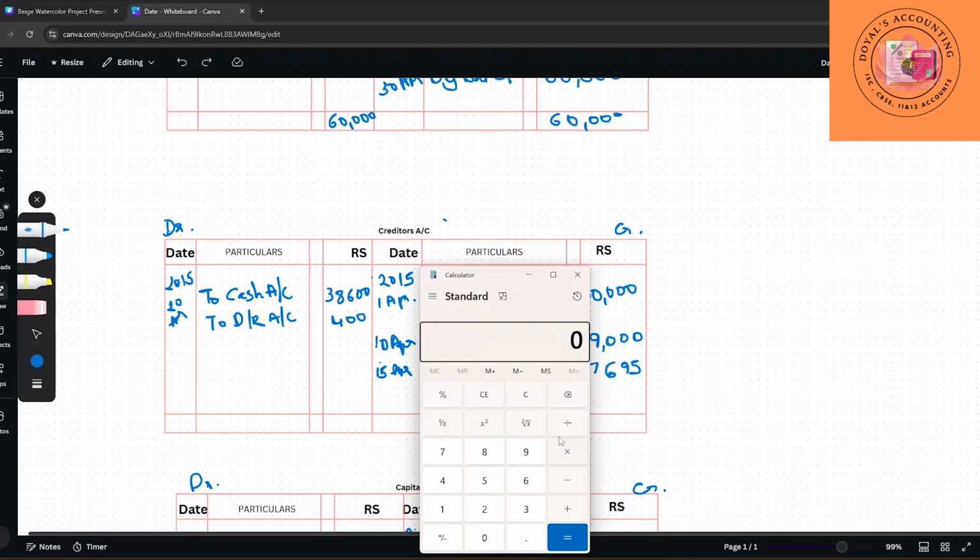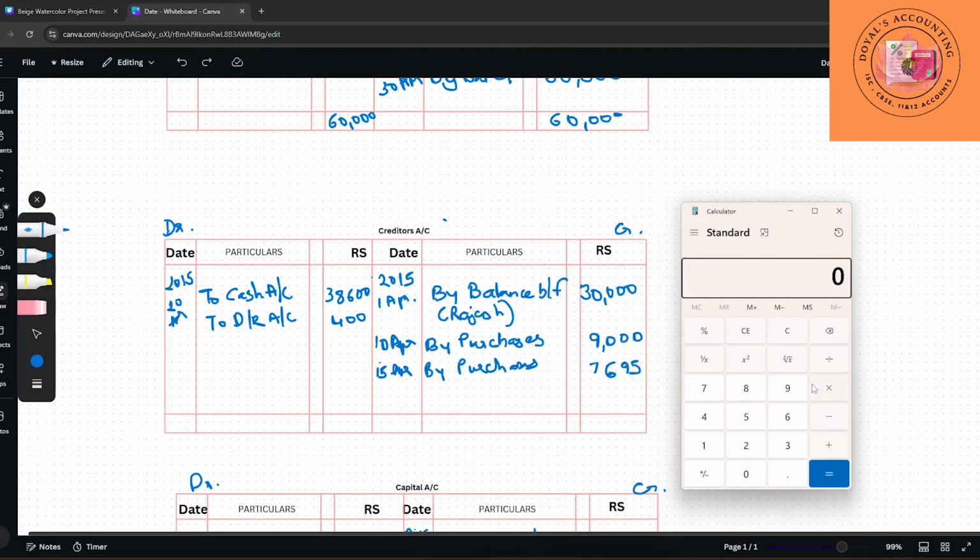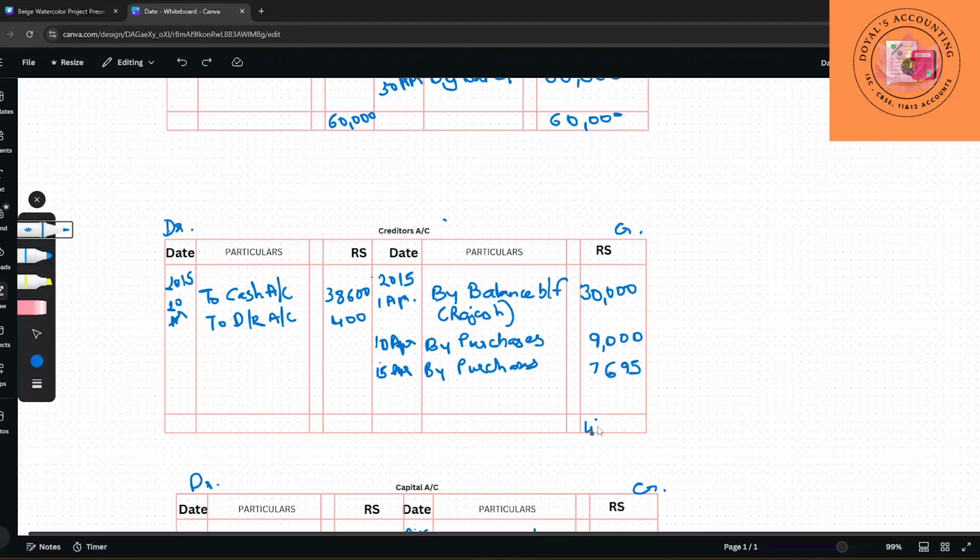Now let's calculate the totals. We can see the credit side is more, 30,000 plus 9,000 plus 7695. So our total is 46,695. Let's write that down. 46,695. Similarly here 46,695. Sometimes this pen acts weird. And then I know that my closing balance will come on this side only.